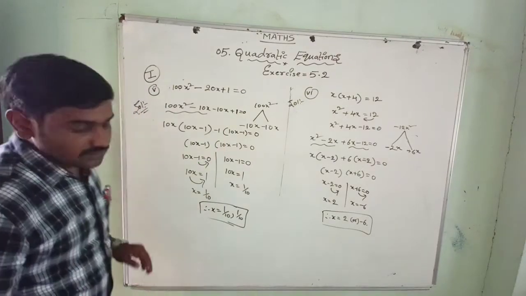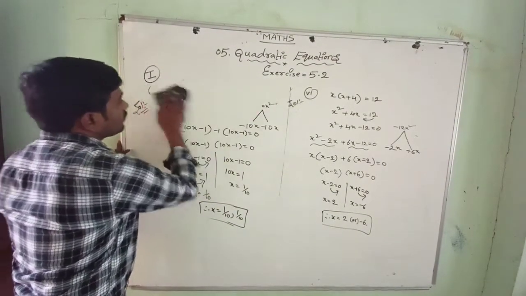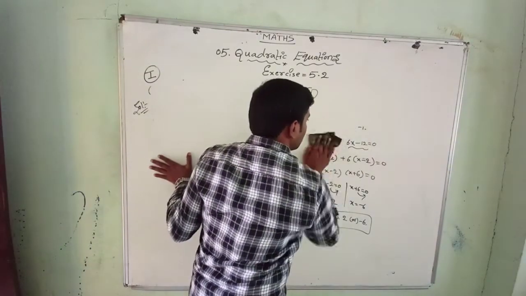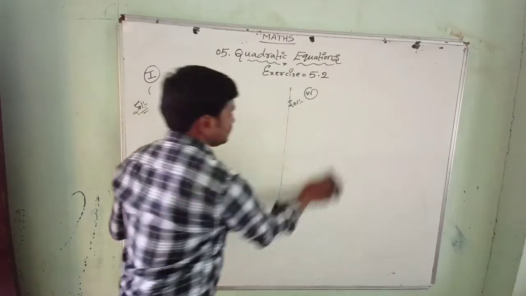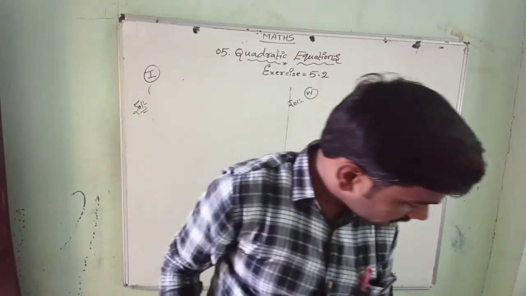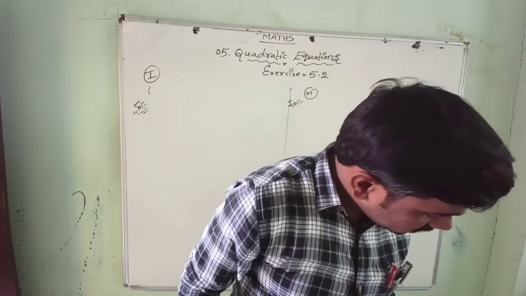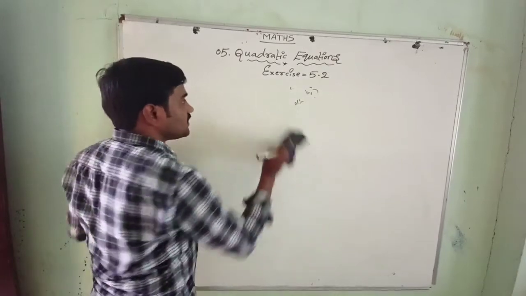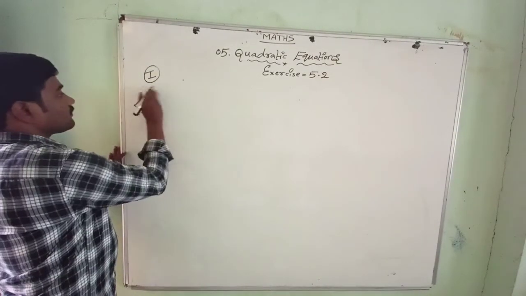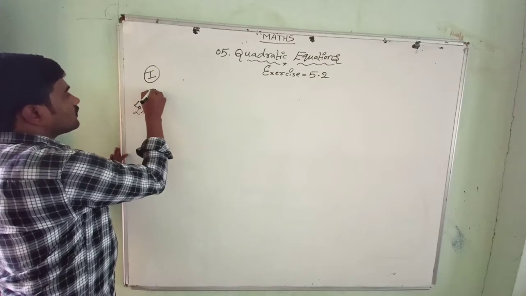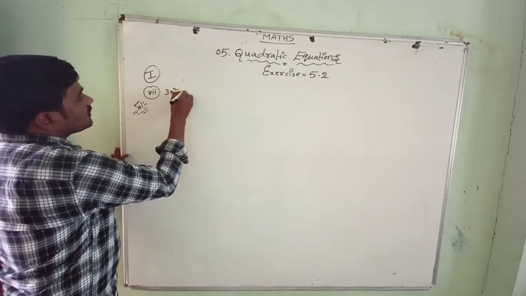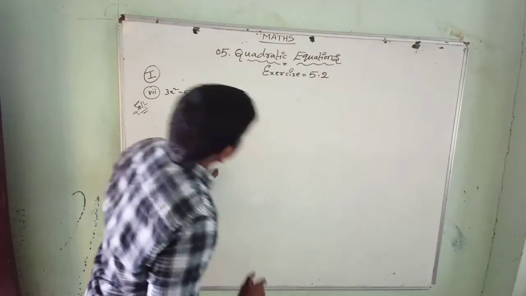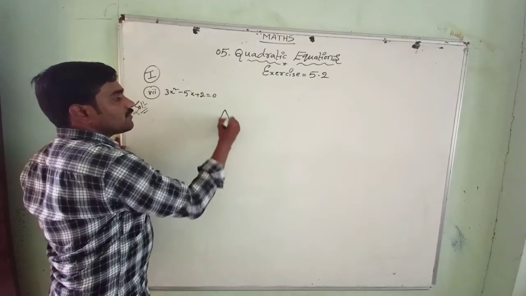Then we go for question number 7 and also question number 8. Question number 7 and question number 8 we will write. Yes, 3x square minus 5x plus 2. Question number 7: 3x square minus 5x plus 2 equal to 0. Let us split the middle term by factorization method.